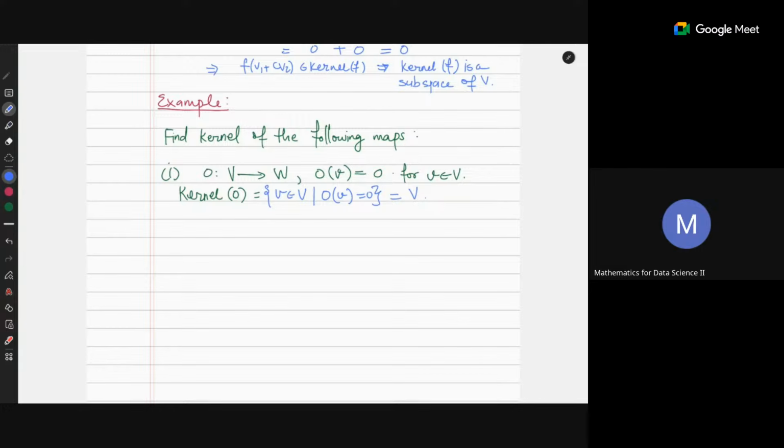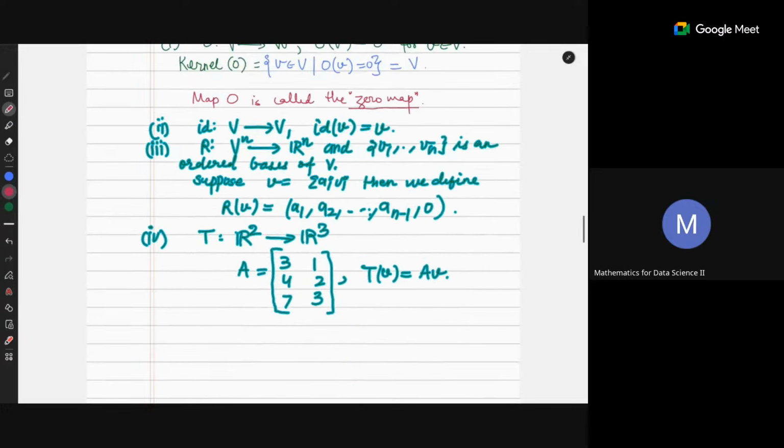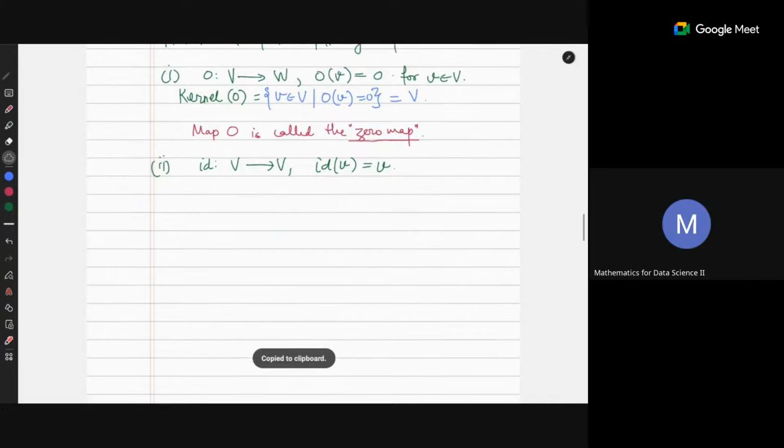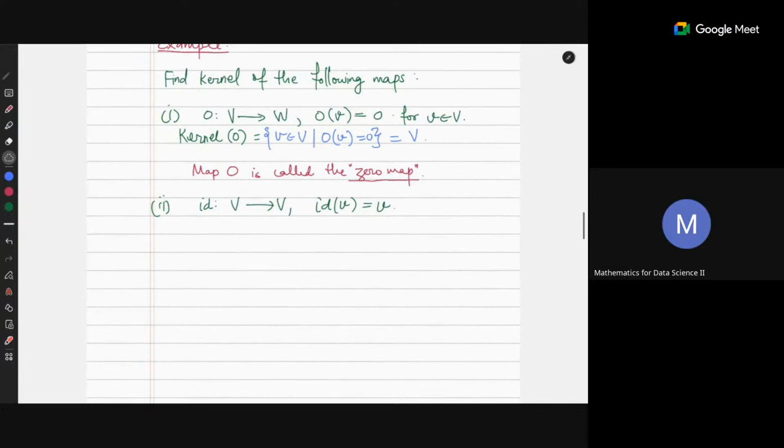We call such a map the zero map because it maps everything to 0. So map O is called T0. Okay. Now let's take the second example. Okay, what is the second example? What is the kernel?